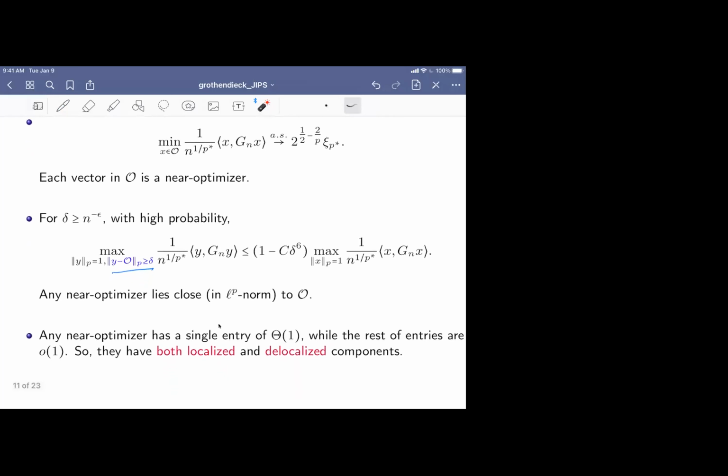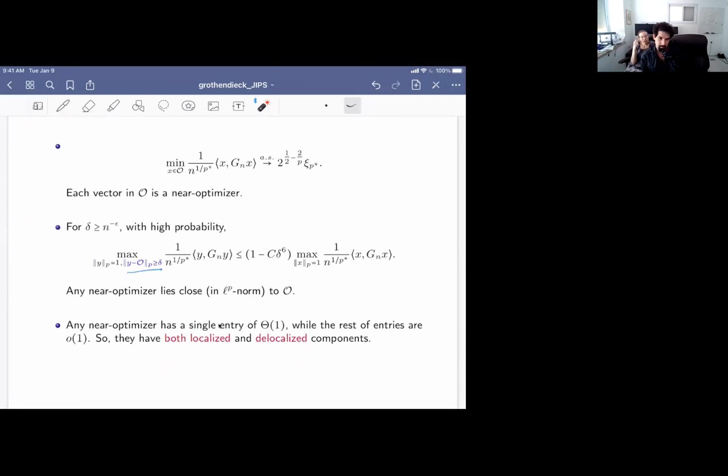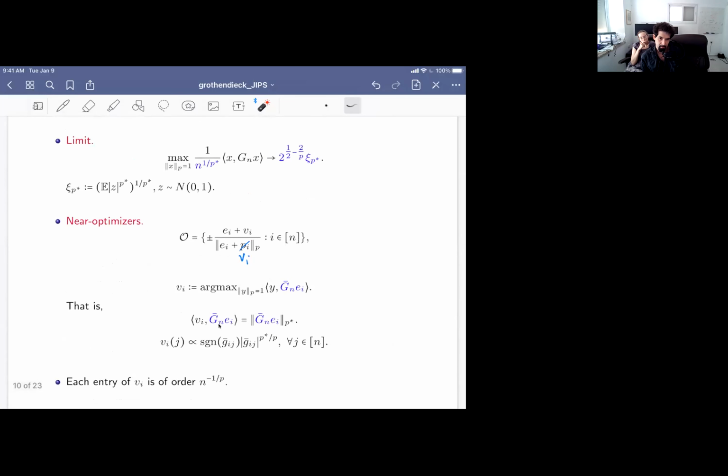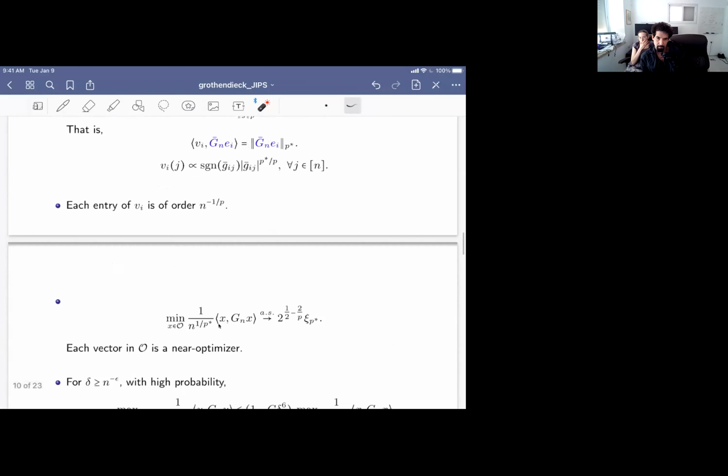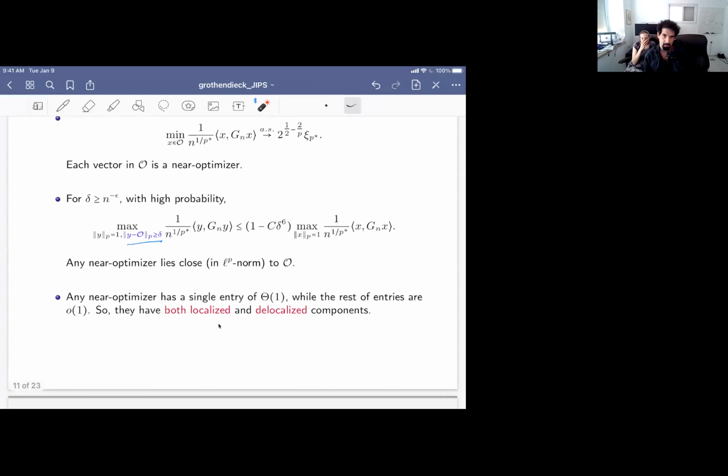So what do we get here? Basically there are linearly many near optimizers in this problem, and these near optimizers have both a localized and a delocalized component, because if we look at this vector ei, there is a single spike at the coordinate i, which is of order 1, and in the rest of the coordinates we only have dust. Okay, so this is the description of the near optimizers in this problem. Any question?